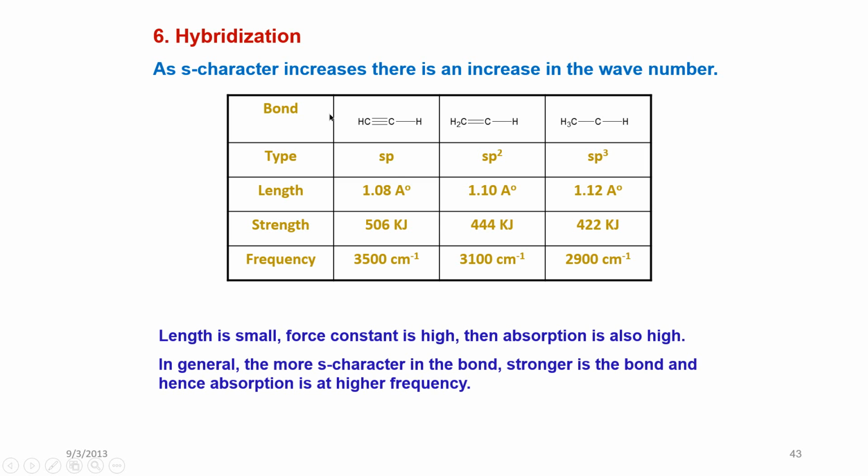Then in case of hybridization, in case of sp2 and sp3, the sp3 hybridized carbon atom will occur at lower frequency than the sp hybridized carbon atom. More the S character, stronger is the bond, hence absorption is at high frequency.